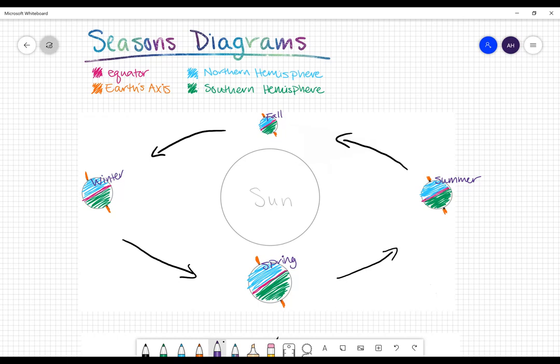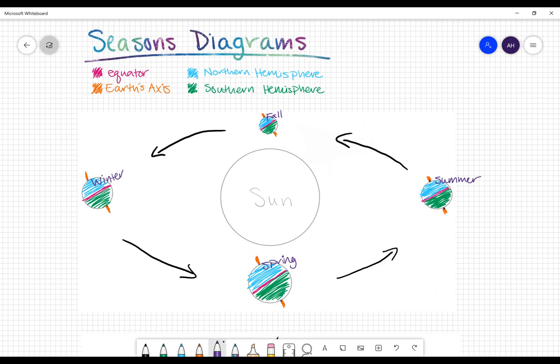So just to say it again, because I know this is kind of confusing for a lot of people, we know this is summer because it's tilted towards the sun, and as we travel in our orbit, we get closer and closer to fall, and then as we travel through the rest of our orbit, we get closer and closer to winter, and then as we travel in our orbit, we get closer and closer to spring, okay?